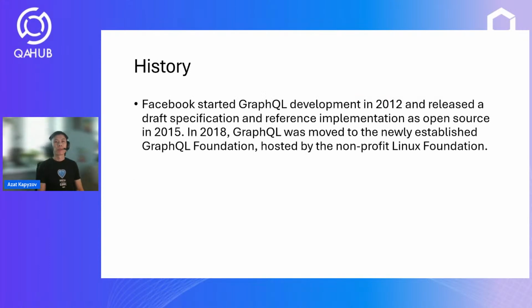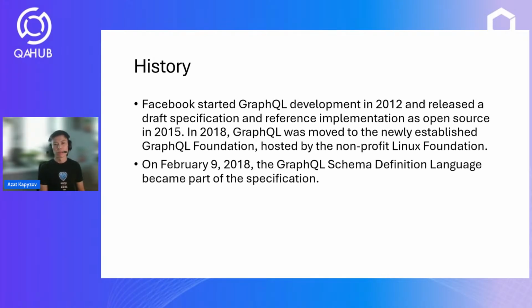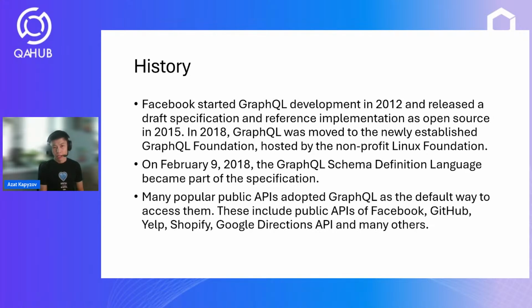Brief history of GraphQL. So Facebook started GraphQL development in 2012 and released a draft specification and reference implementation as open source in 2015. And in 2018, GraphQL was moved to the newly established GraphQL Foundation, hosted by nonprofit Linux Foundation. Then, in 2018, the GraphQL schema definition language became part of the specification. And now, today, many popular public APIs adopted this technology as default way to access them, like Facebook, GitHub, Yelp, Shopify, and many, many others.